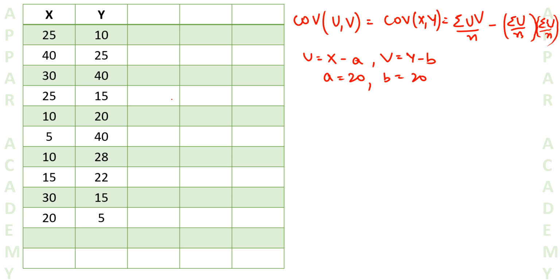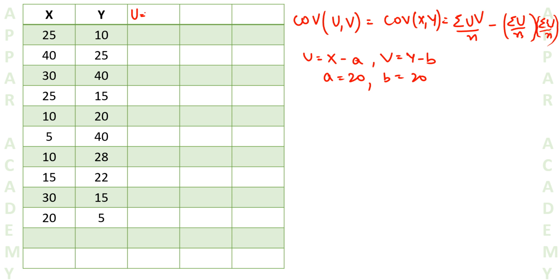Why did I choose 20 for it? Just look at the data. Can we say 20 is lying somewhere between 40 and 0 over here? Similarly, for this data, 20 will be an appropriate figure to subtract from all the values. It's quite easy to subtract 20 rather than other numbers, plus we'll get smaller values when we subtract. Okay, so now let's fetch these figures. First of all, let's calculate U.